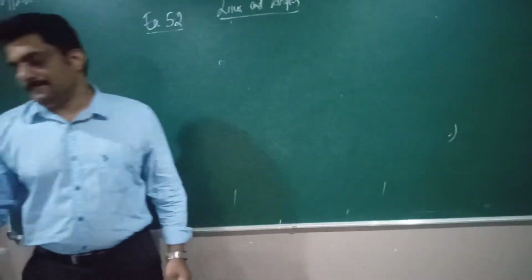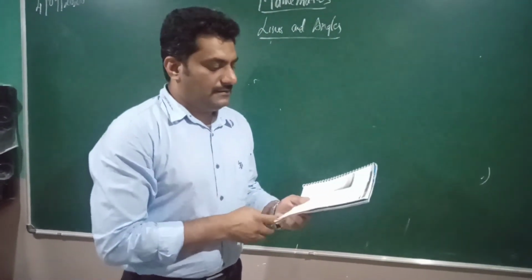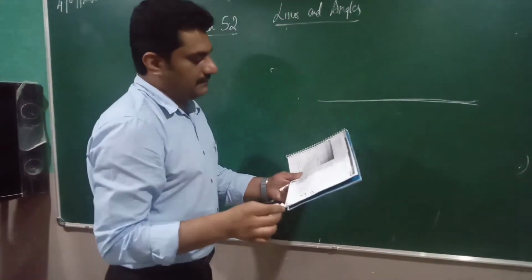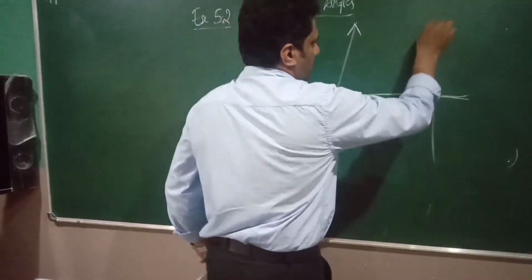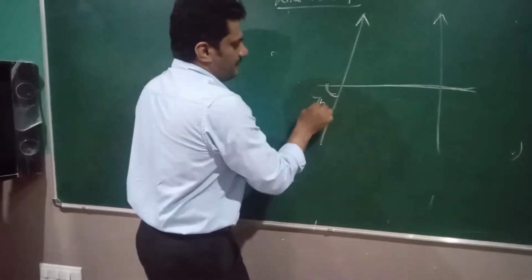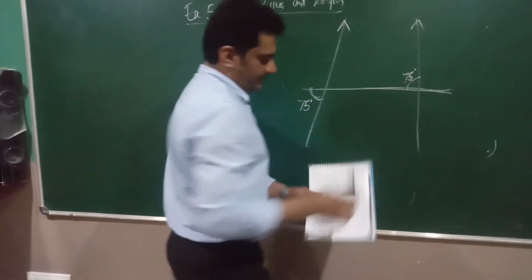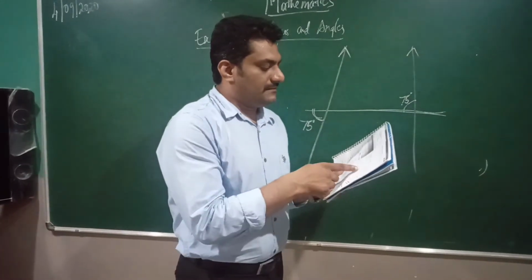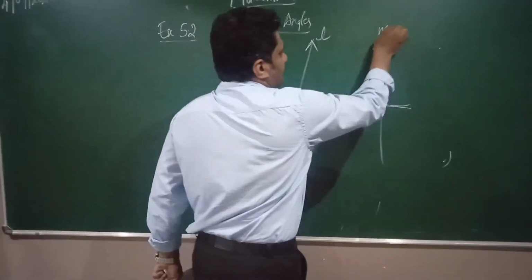Okay, exercise 5.2. 6th May. In 6th May, you have a line like this. Now this is 75 degrees and this is 75 degrees. In the given figure, decide whether L is parallel to M. Now this is L and this is M.